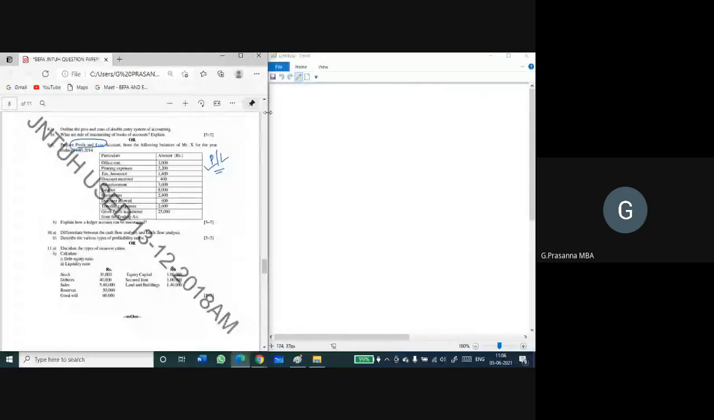Put the heading here, profit and loss account. Write the format: particulars, amount, particulars, amount. This is the format of a profit and loss account. He has given this problem for 5 marks.